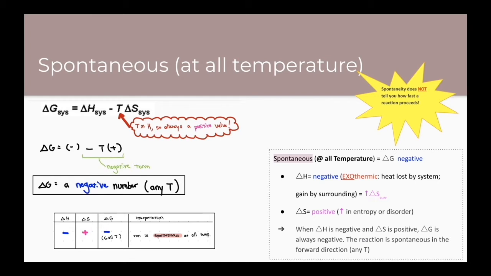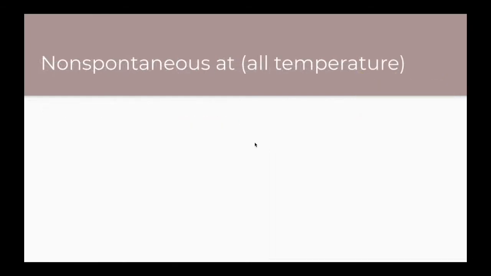Because remember that if delta H is negative, then it means that it's an exothermic reaction, so we know that the heat is lost by the system but gained by the surrounding. While positive delta S means an increase in entropy, and it matches the definition from earlier, so we know that it's spontaneous in the forward direction. And what's nice about this is that we automatically know that the opposite of this will be non-spontaneous.